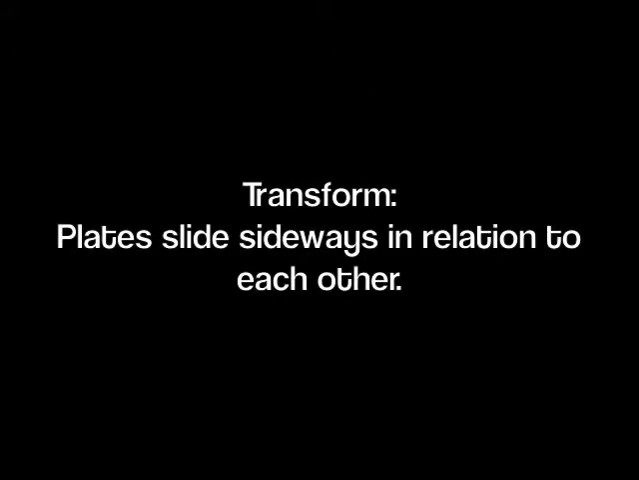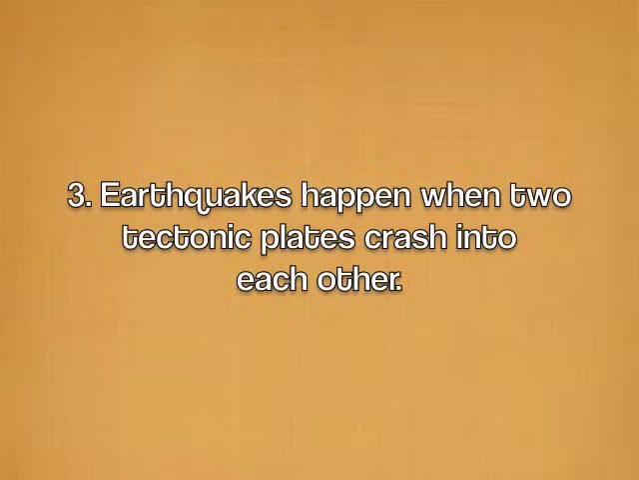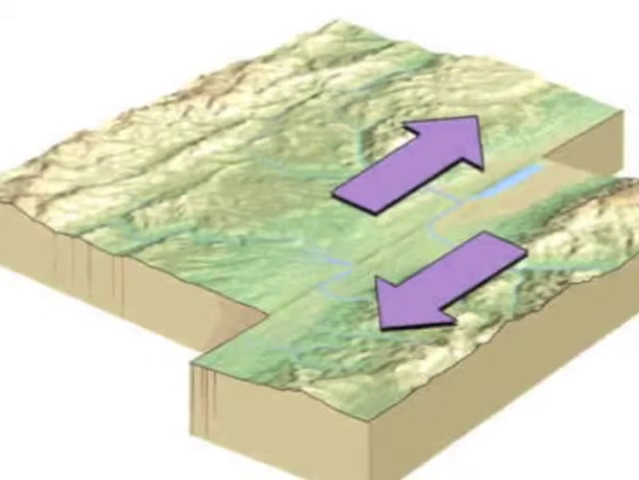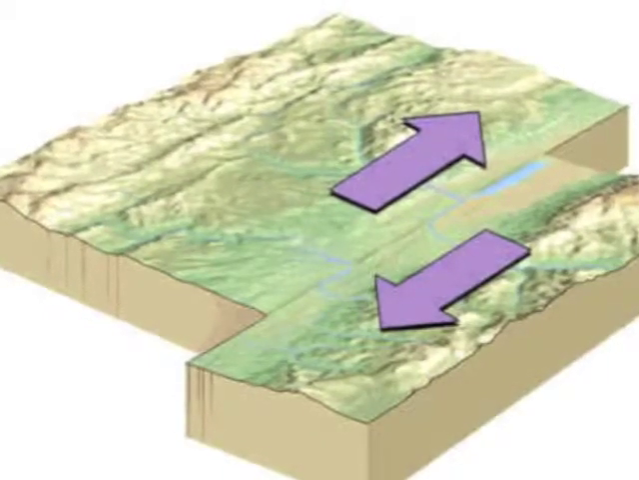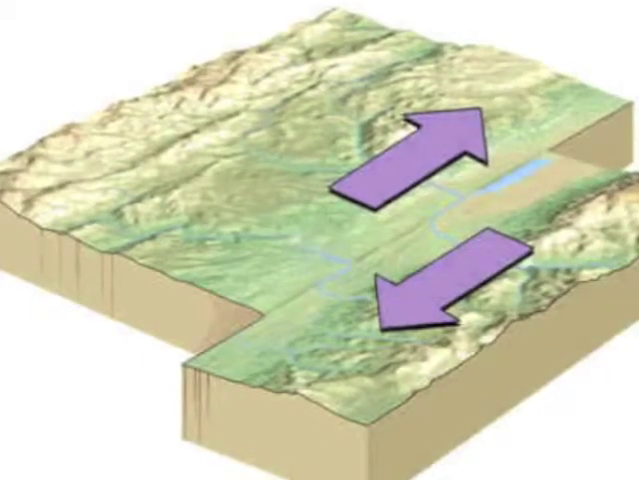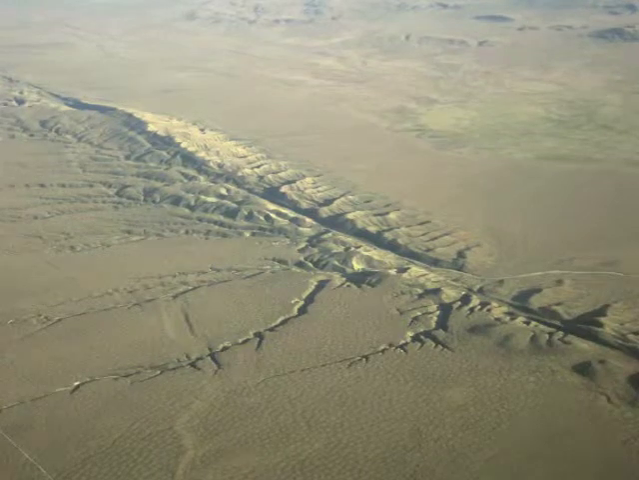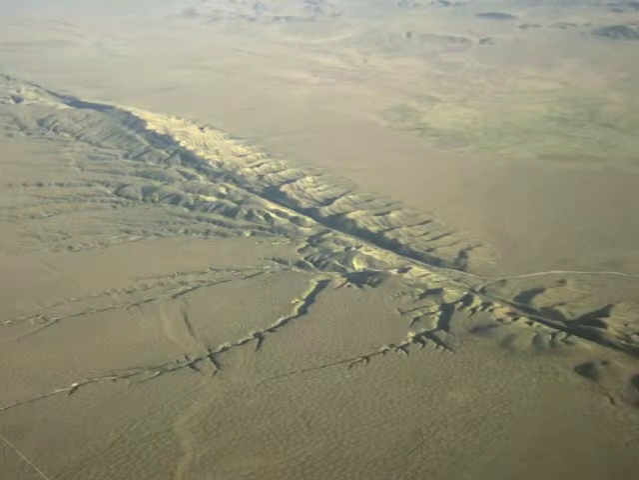Transform boundaries are where plates slide sideways in relation to each other. Many children believe earthquakes happen when 2 tectonic plates crash into each other. In actuality, tectonic plates slide sideways past each other, neither creating nor destroying the Earth's crust. The surface where the plates slide past each other is called a fault. The edges of the plates are rough and sometimes jagged.